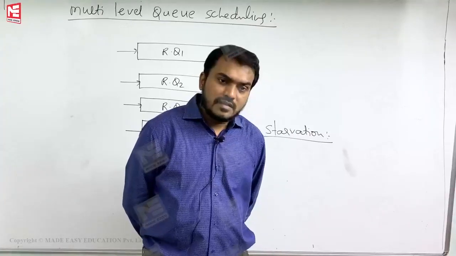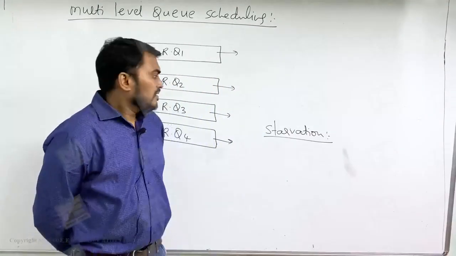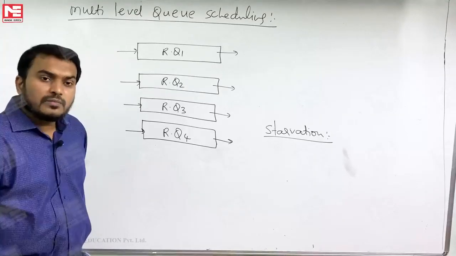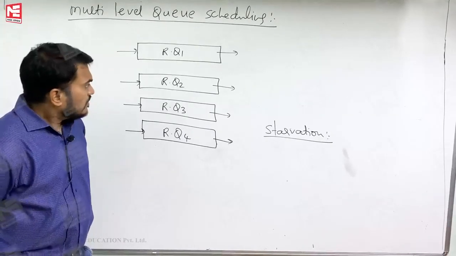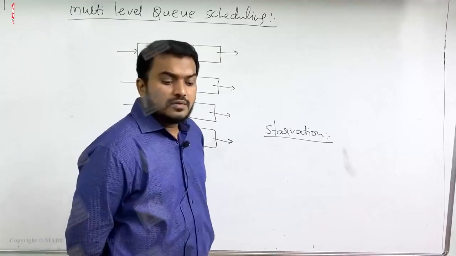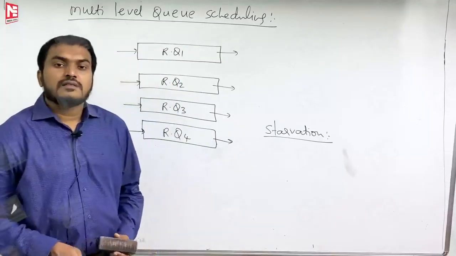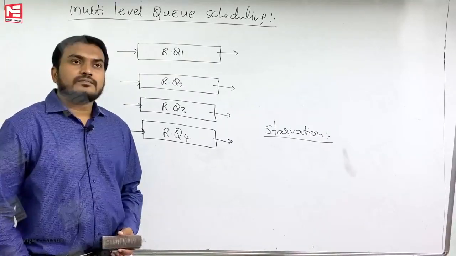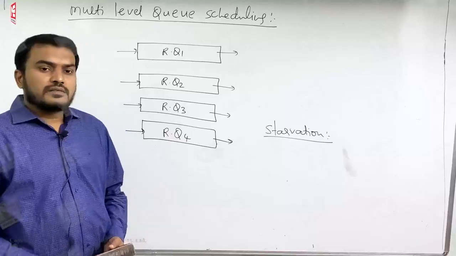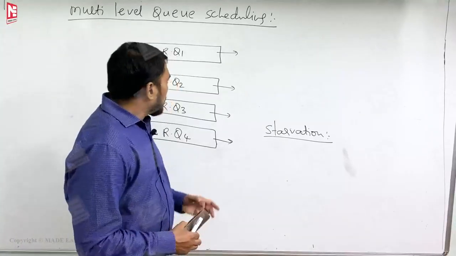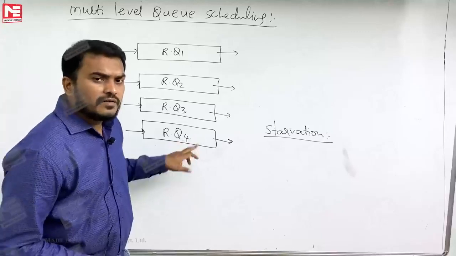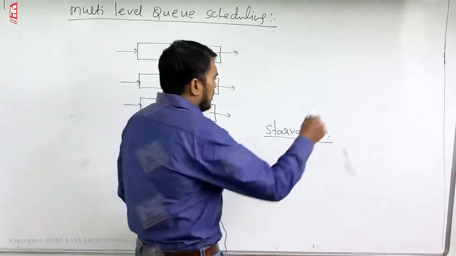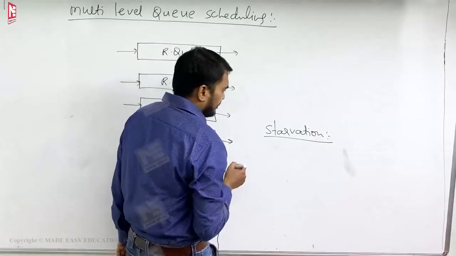If this is the strategy followed, then the processes which are placed in the bottom level ready queue will suffer from starvation. Now understand, a process placed in the bottom level ready queue will suffer from starvation. What is the meaning of starvation? Let us try to understand that also.